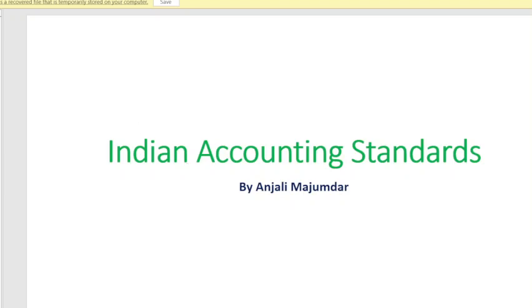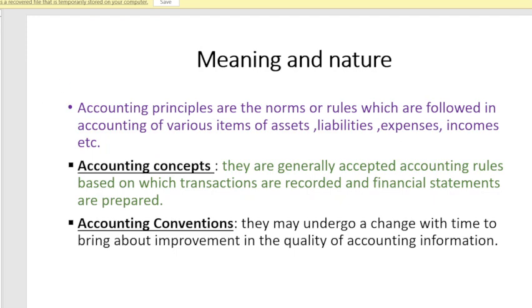So first we'll get into the meaning and nature of accountancy. As you can see here, accounting principles are the norms or rules which are followed in accounting of various items of assets, liabilities, expenses and incomes. So in short, accounting principles speak about the rules and regulations applied on assets, liabilities, expenses and incomes. These are the very important elements in accountancy.